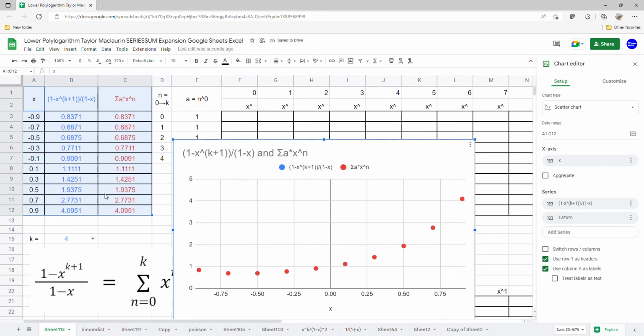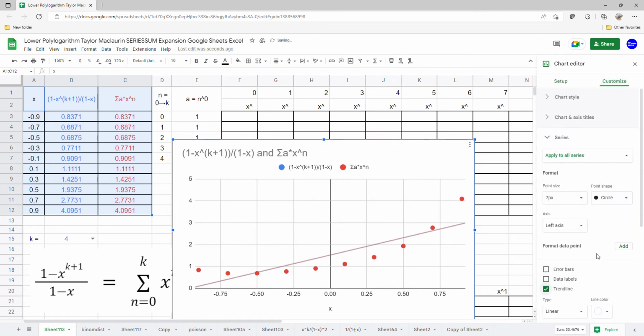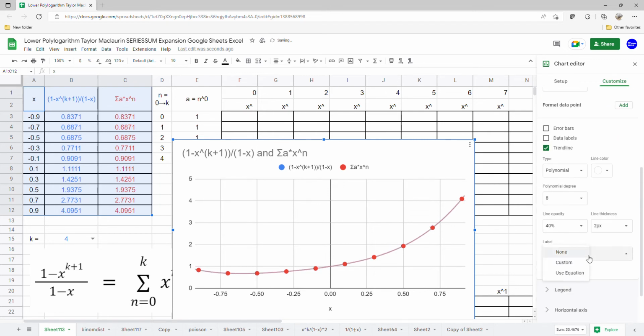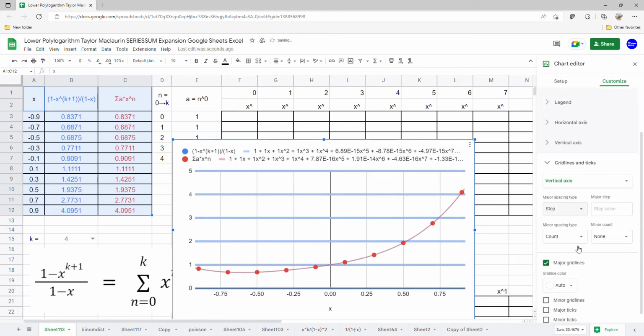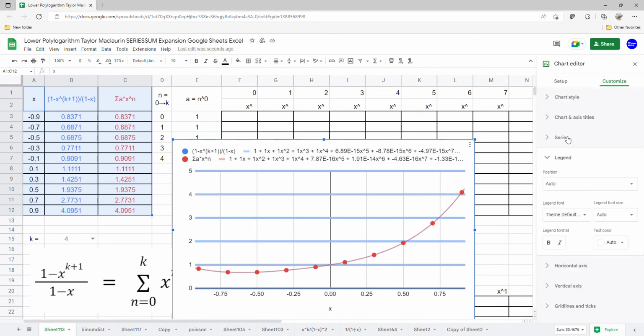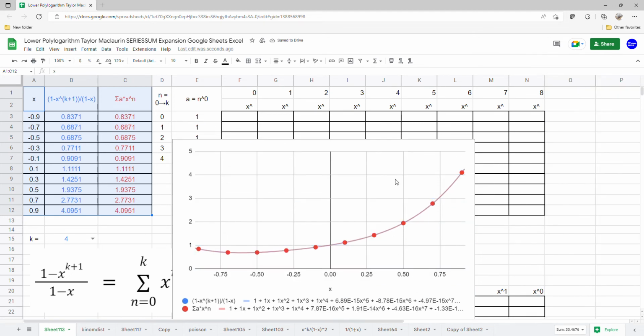Their values are the same and their trend lines are the same. So we show the trend line. Series, trend line, polynomial to the 8th degree. And for the label, use the equation. We don't need the title because we already have the label. And for the legend, position at the bottom.